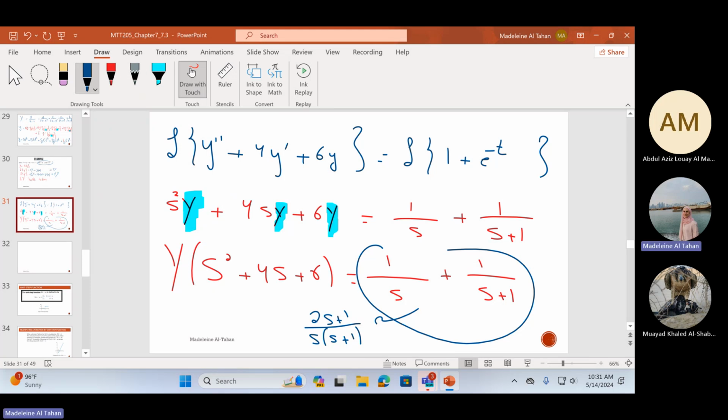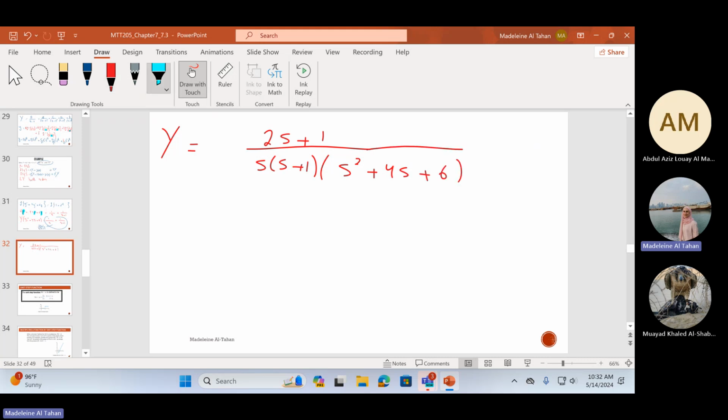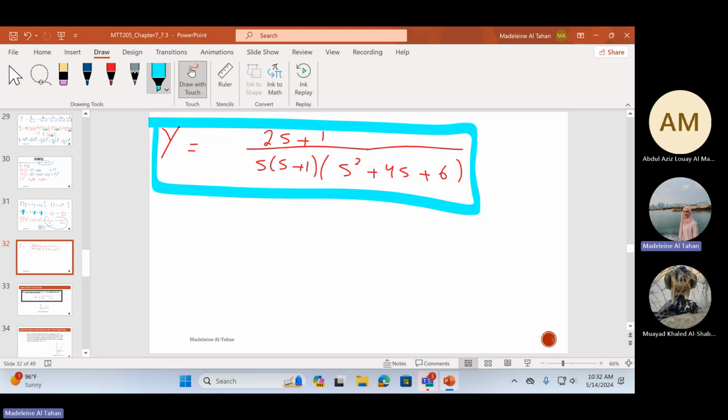Okay, what's Y now? Y is equal to 2s plus 1 over s into s plus 1, and here s squared plus 4s plus 6, it was, right, miss? Yes. We put it in a box because it's the simplest form that we can get. Why? Can we factorize s squared plus 4s plus 6? It's what? Irreducible. How do we know that it's irreducible if we forgot? You will put it on the calculator, you will get complex roots, okay? So it's irreducible over the set of real numbers.